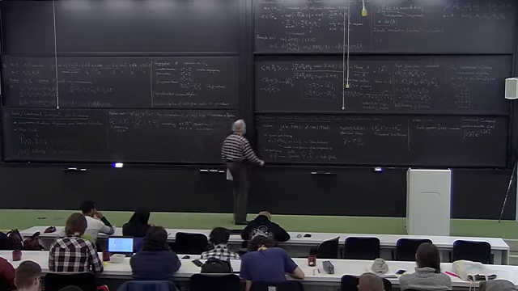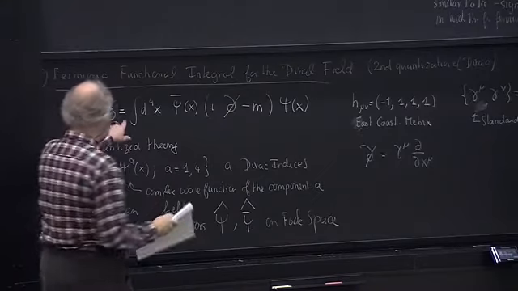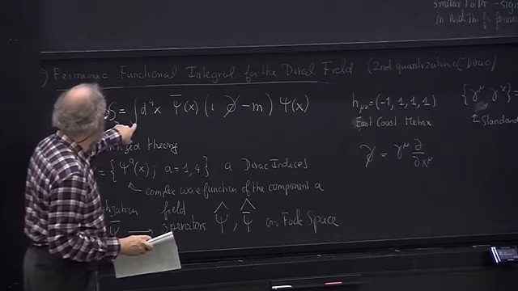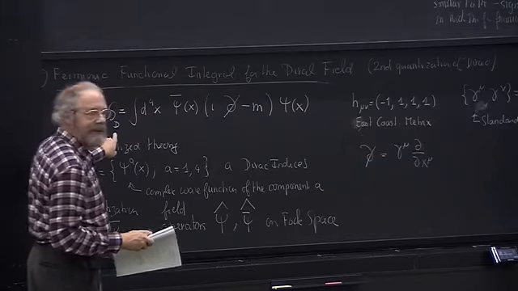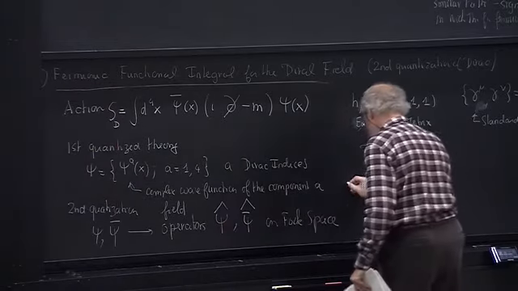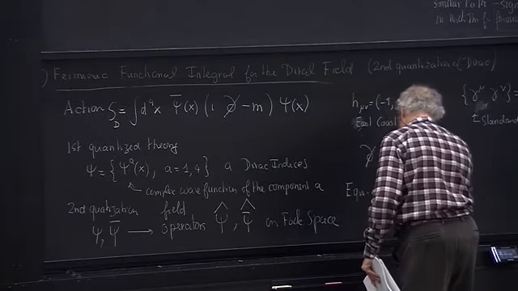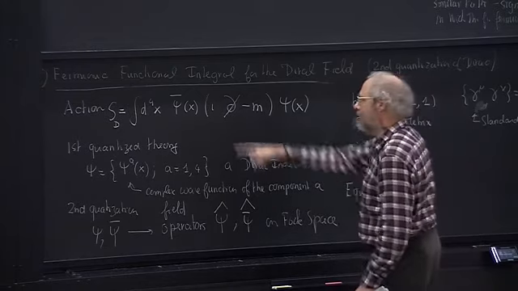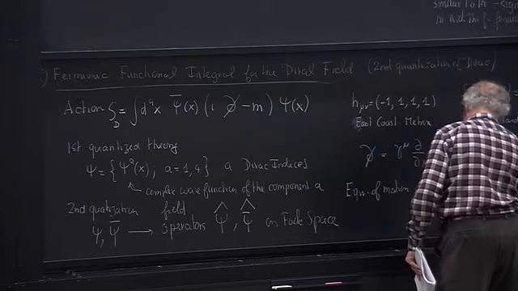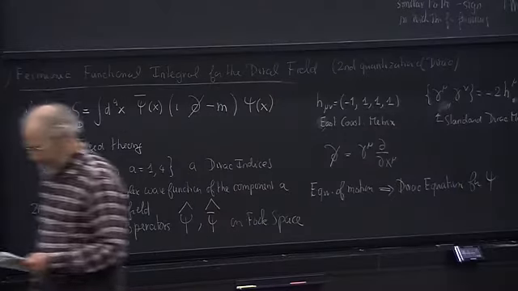And here we have this Dirac action. Let me call it S_D. So it's a Dirac action for the first quantized theory. And the equation of motion derived from the first quantized theory is the Dirac equation for psi of x. Okay.